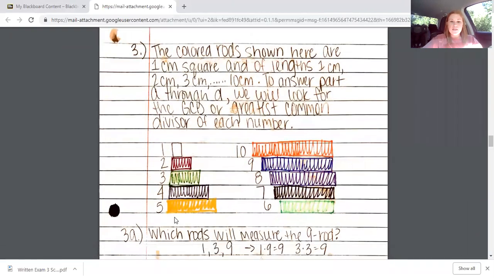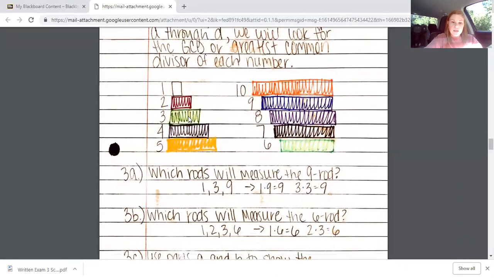Number 3 here says the colored rods shown here are 1 centimeter square and of lengths 1 centimeter, 2 centimeters, 3 centimeters, and so on up to 10. To answer part A through D, we're going to look for the greatest common divisor, or GCD, of each number. So here you can see each color. I have them coded 2 centimeters, 3 centimeters, and so on.